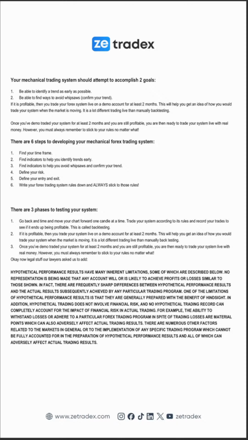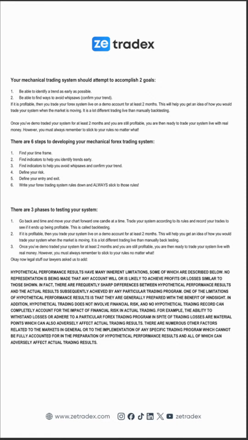There are 6 steps to developing your mechanical Forex trading system. 1, you find your time frame. 2, you find indicators to help you identify trends easily. 3, you find indicators to help you avoid whipsaws and confirm your trend. 4, you define your risk. 5, you define your entry and exit. 6, you write your Forex trading system rules down and always stick to those rules.